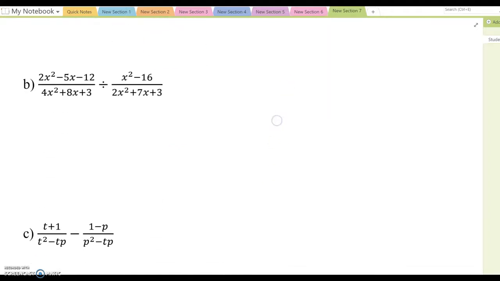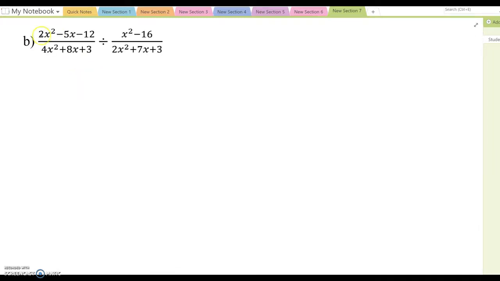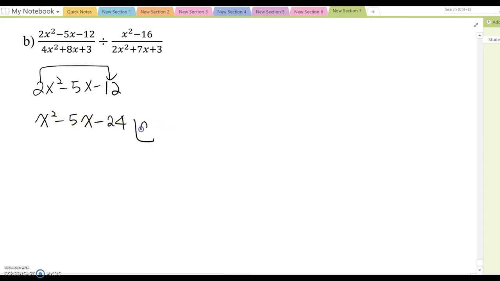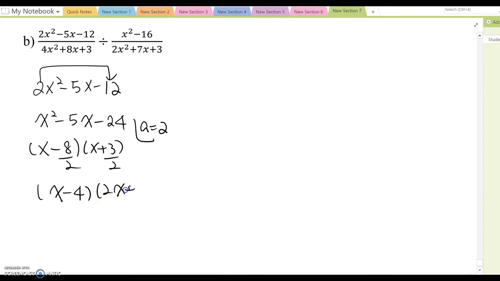Letter B here. So letter B, we are doing dividing. So before we do that, we need to make a factoring for each expression. So the first one, 2x squared minus 5x minus 12. We move this one to here, then it becomes x squared minus 5x minus 24 and a equals 2. Then this becomes x minus 8 and x plus 3 and divide by 2. Then this becomes x minus 4 and then 2x plus 3.